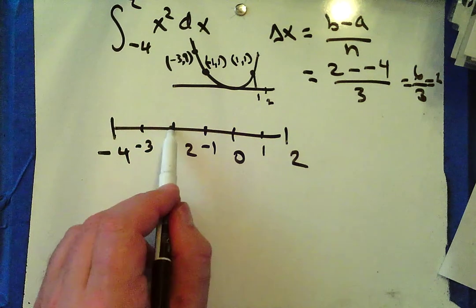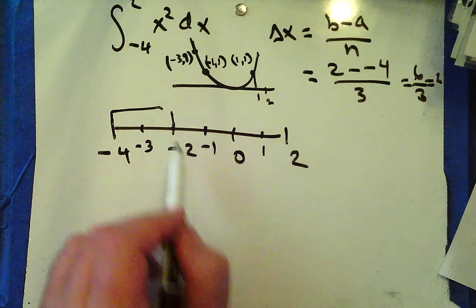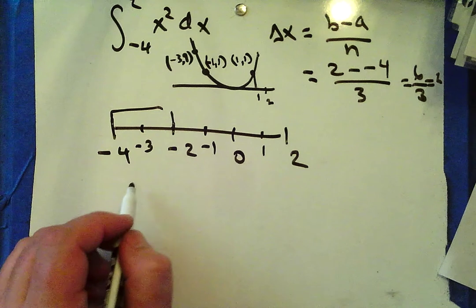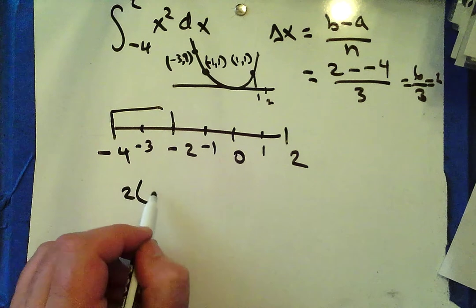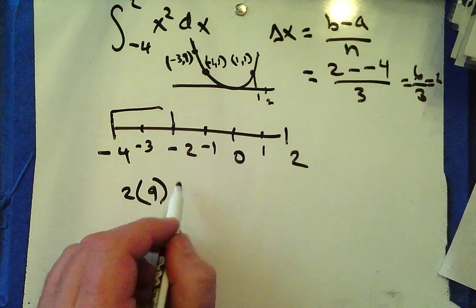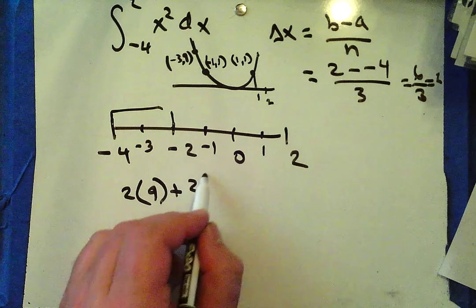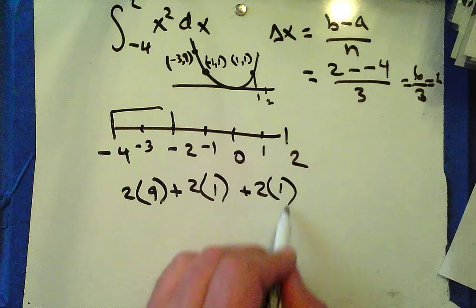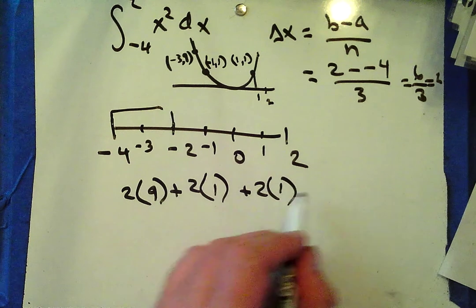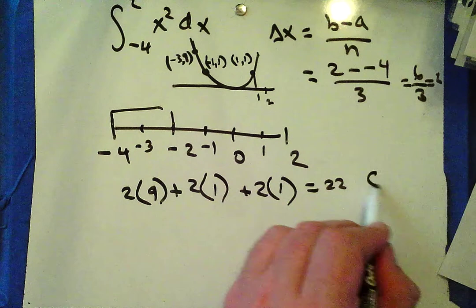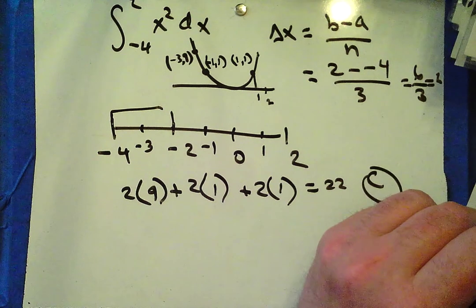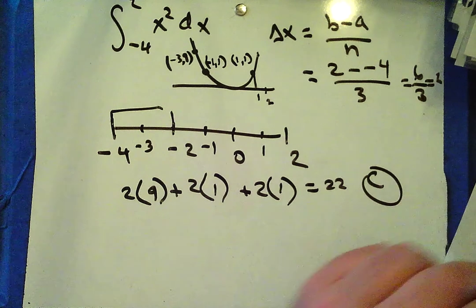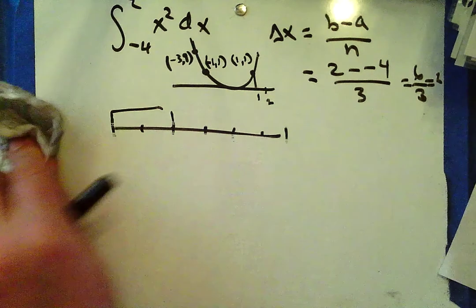Okay, the subinterval width in each case is always 2. So my midpoint sum would be 2 times the y value plus 2 times the y value plus 2 times the y value. So 18 plus 4 is 22, and that's choice C. We've got C for number 20. Okay, what about 21?